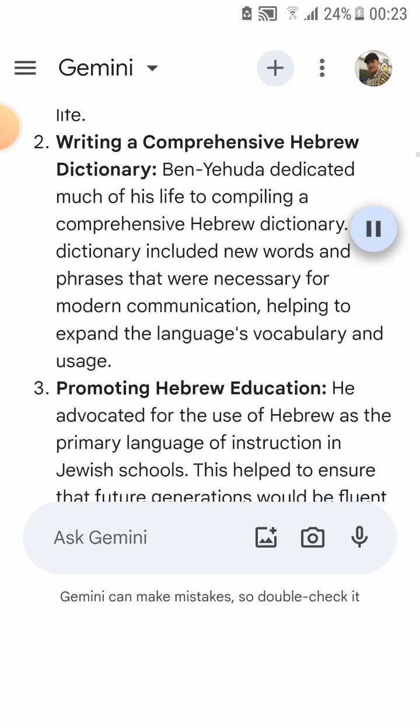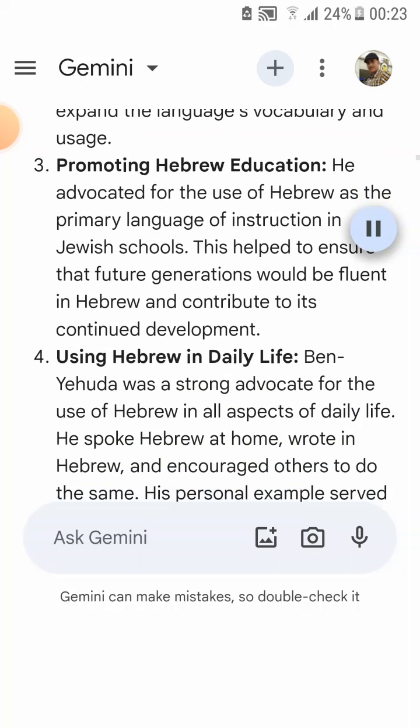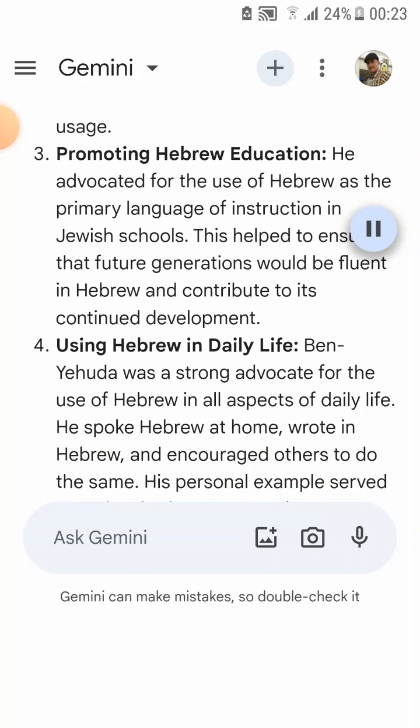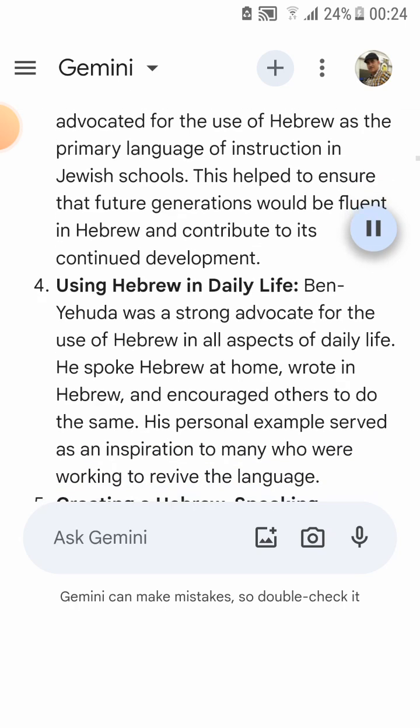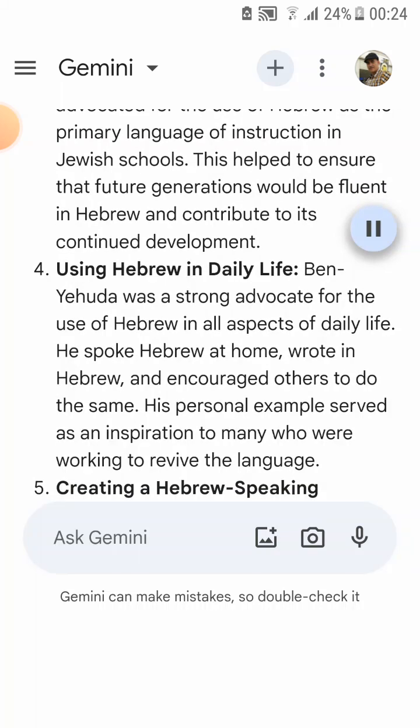2. Writing a comprehensive Hebrew dictionary. Ben-Yehuda dedicated much of his life to compiling a comprehensive Hebrew dictionary. This dictionary included new words and phrases that were necessary for modern communication, helping to expand the language's vocabulary and usage. 3. Promoting Hebrew education. He advocated for the use of Hebrew as the primary language of instruction in Jewish schools. This helped to ensure that future generations would be fluent in Hebrew and contribute to its continued development.